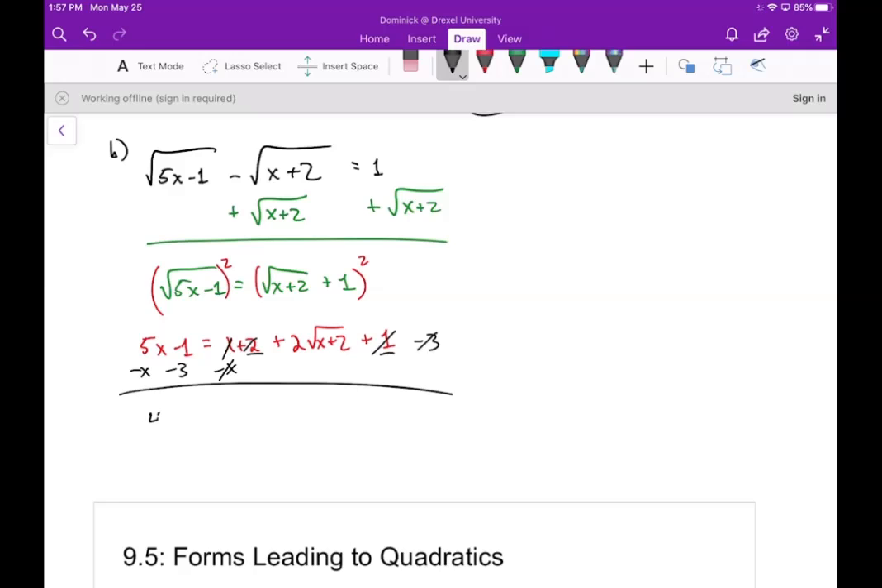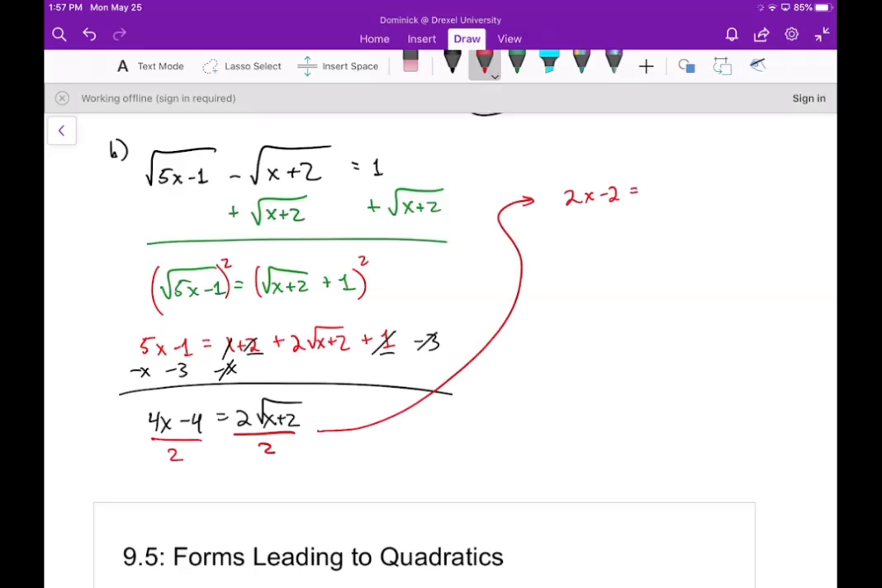So we're going to get 4x minus 4 is equal to 2 times the square root of x plus 2. And this time I'll divide by 2 since that left side will divide nicely. And then I'll get 2x minus 2 is equal to the square root of x plus 2. So now when we square, we get 4x squared, and let's see, I believe minus 8x, right? If I do 2x times minus 2, that's negative 4x times 2, negative 8x, plus 4 is equal to x plus 2.